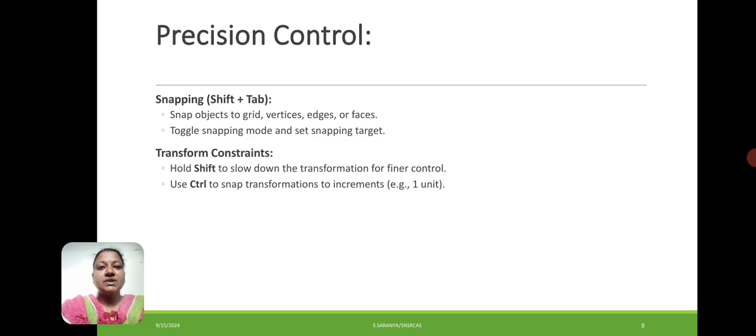Next is precision control. Snapping. Snapping is nothing but snapping the object to edges or faces. Snap object to grid, vertex, edges or faces. That is the snapping tool. Toggle snapping mode and set the snapping target. Transform constraints. Hold shift to slow down the transformation for finer control. Use control to snap the transformation to increments, for example 1 unit and so on.